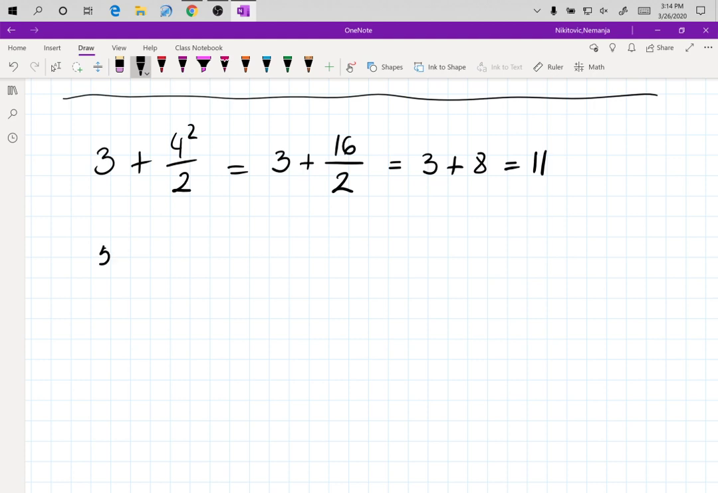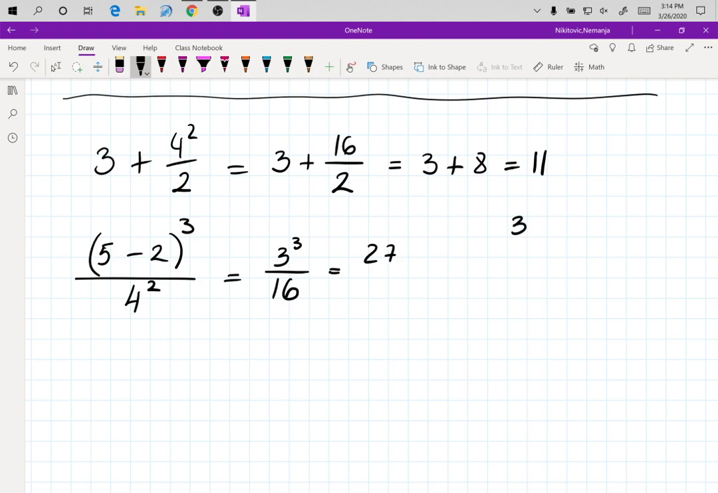Let's say you have 5 minus 2, cubed, divided by 4 squared. So what you do is, by PEMDAS, deal with the parentheses first. 5 minus 2 is 3. So we have 3 cubed over 4 squared. We can calculate that 4 squared is 16. 3 cubed is 27, because 3 times 3 is 9, times another 3 is 27. So the answer is 27 over 16.